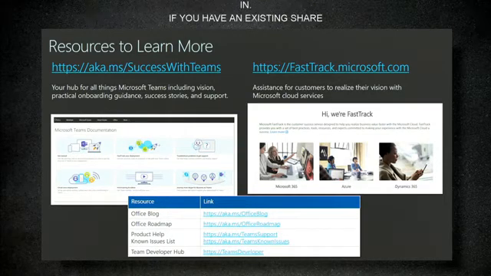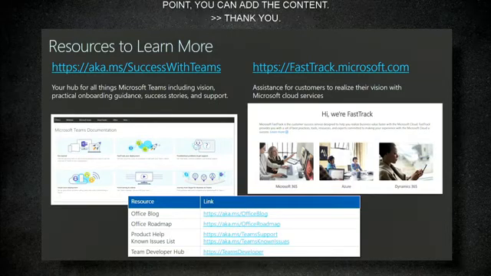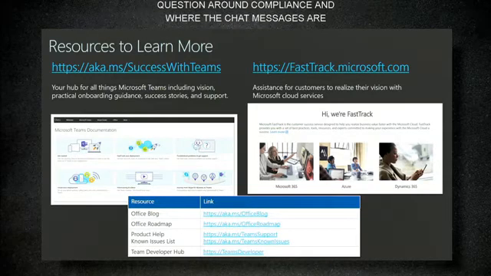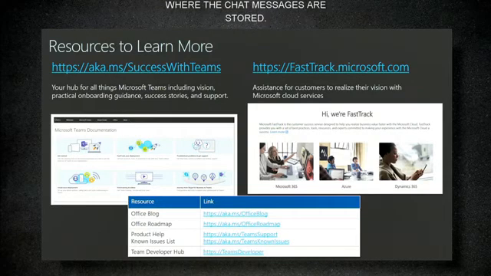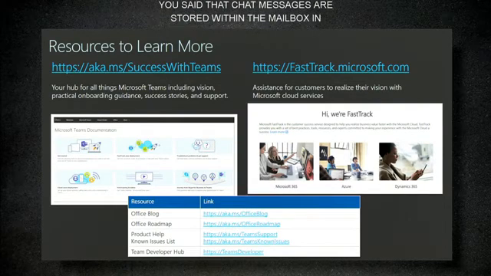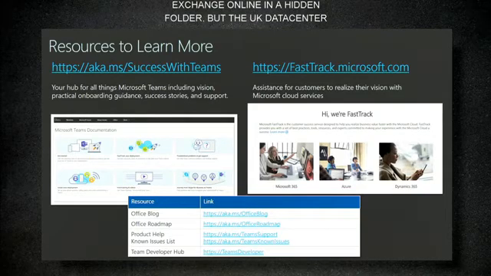So I've got sort of a two-stage question around compliance again and where the chat messages are stored. You said that chat messages are stored within the mailbox in Exchange Online in a hidden folder, but the UK data center would come in Q4 2017, and there are already Exchange Online mailboxes in UK data centers. So how does that work?